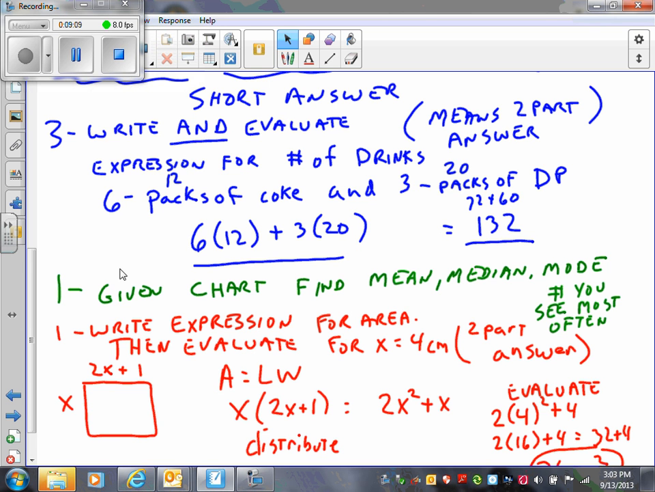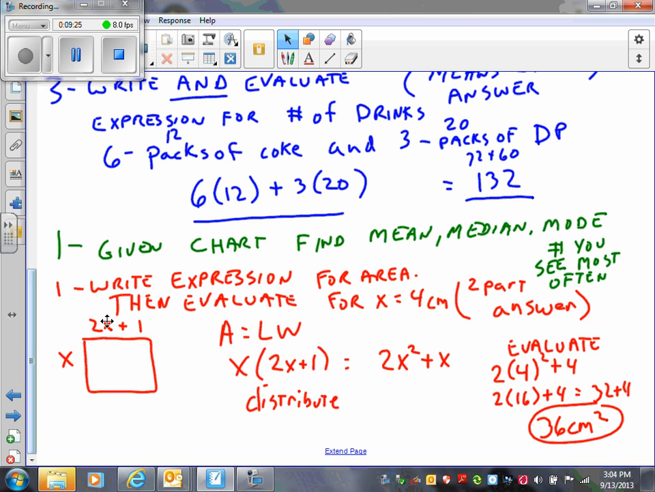You have one problem where they give you a small chart of data and you are expected to find the mean, median, and mode. So that one's a 3-part answer. The mode is the number you see most often. And then you have a problem where you are to write an expression for the area and then evaluate it if x equals 4 centimeters. Well, that's a 2-part answer.